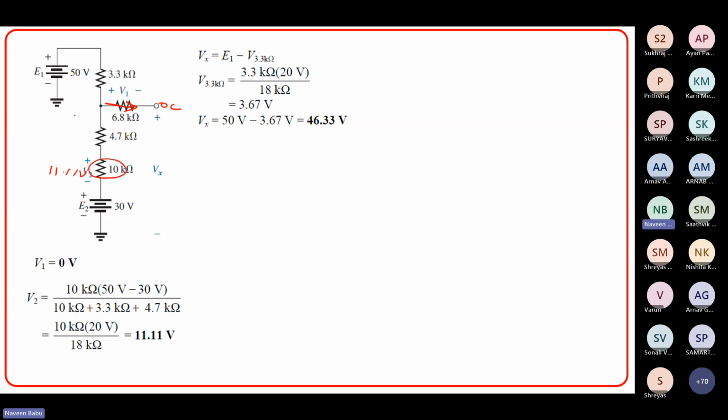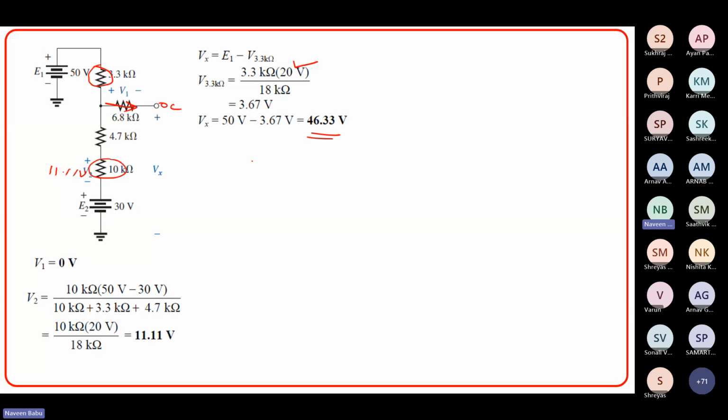It is actually 50 minus 30, which is 20, that is the total voltage applied across this 3.3K. Hence, it is 20 volts divided by the sum of all the resistances in series. So 3.3 plus 4.7 is 8, and 8 plus 10 is 18K. So the voltage across this is 3.67. So 50 minus 3.67 will be the voltage Vx, which is 46.33 volts.